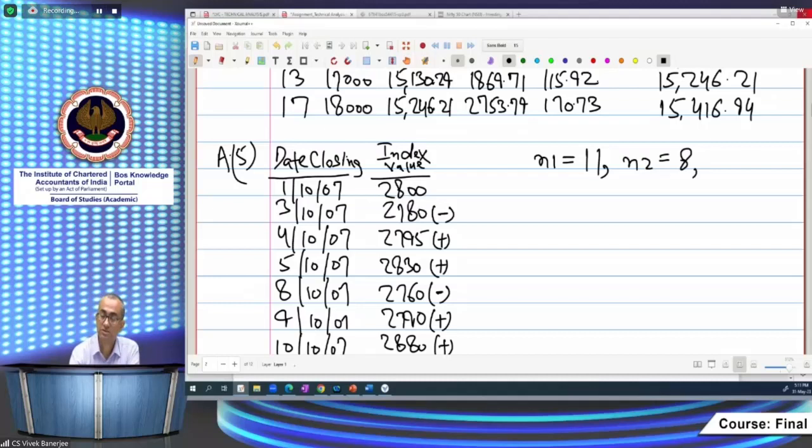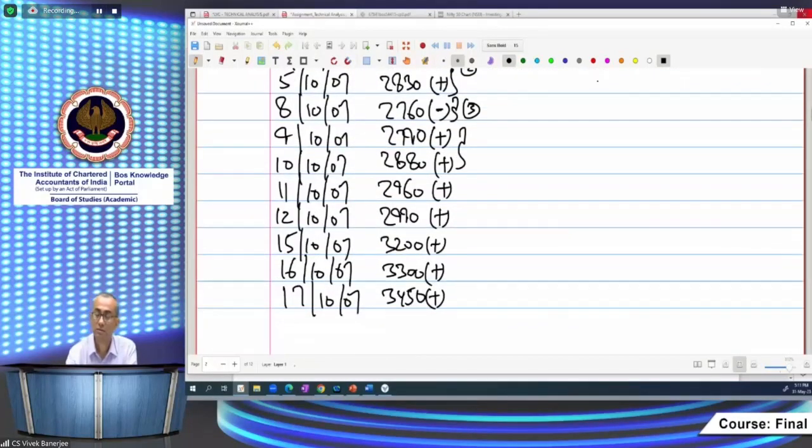This is plus to minus, this is one direction change. So it is 1. Again a plus sign, 2. Again change to minus, 3. Again plus, 4.